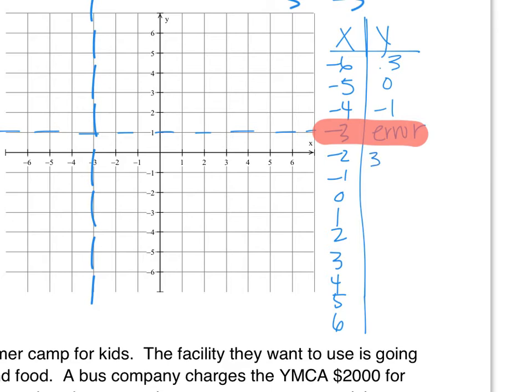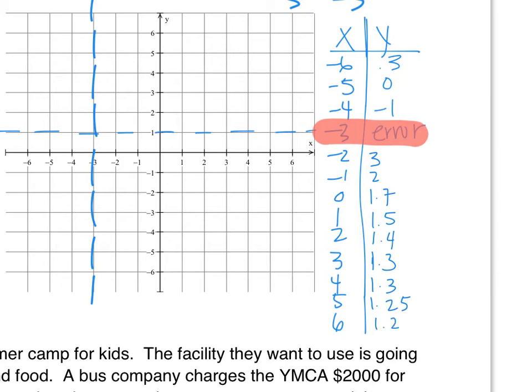3 to 1.7, 1.5, 1.4, 1.3. This actually rounds to 1.3 as well, so we can see that it's flattening off here. Our points are getting really close. And 1.2.